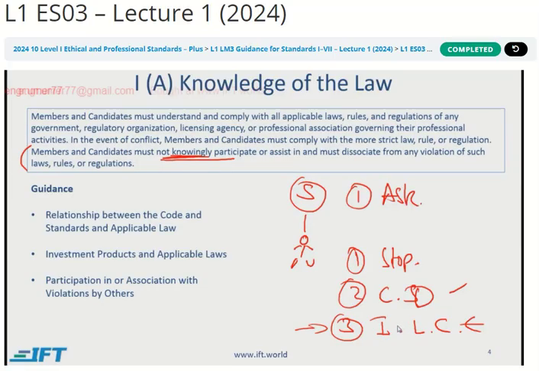Also, the CFA Institute does not require that you report violations to the government or the regulatory authority unless mandatory under applicable law. In a sense, what CFA Institute is doing is leaving the judgment up to you. So if you feel it is appropriate to report to the law enforcement authority, then you can do so. But if you don't, that is not a violation of the code and standards.